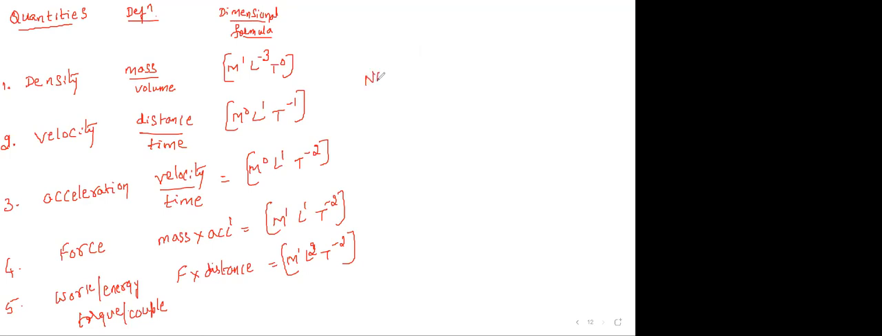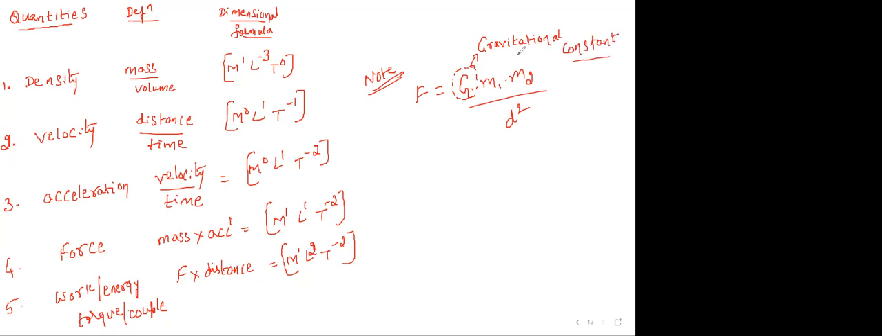Now, I'm going to give one more. I know what is the gravitational force, students. What is gravitational force? F is equal to G into M1, M2 divided by D squared. What is this G called? G is a constant called the gravitational constant. Now, can you tell me what's the dimensional formula for the gravitational constant?